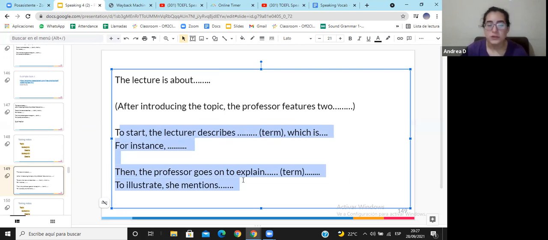subtopics are. Okay, so you say, "To start," or "First, the lecture describes reliability," which is when a product works the way it should, the way it's expected to work, when it doesn't have defects maybe. So for instance, and then you go with the example. Cars, I don't know, a car is said to be reliable when it lasts a reasonable amount of time, when it doesn't need repairs, you don't need to take it to the mechanics constantly.